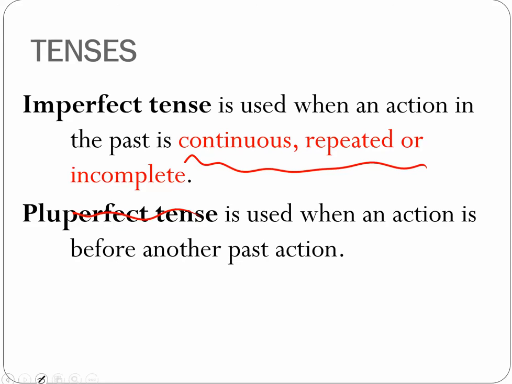And then pluperfect tense is going to be happening in the past as well, but before those other past actions. The key word for pluperfect is had. It always uses had. I had walked to the store.